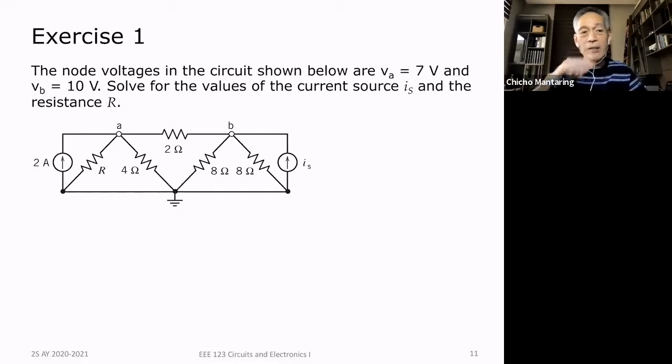Okay? So can you try this on your own? Come up with an answer for R and come up with an answer for IS. And I'll give you a tip: if you try to solve this, you're going to be able to solve for both R and for IS without having to solve any simultaneous equation. So try to solve this on your own, and message me through the chat box what your answer is, and then let's see how we do it later, after I've gotten a number of responses.